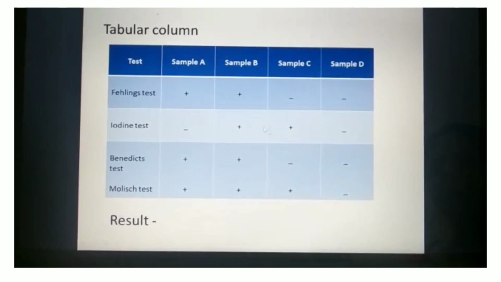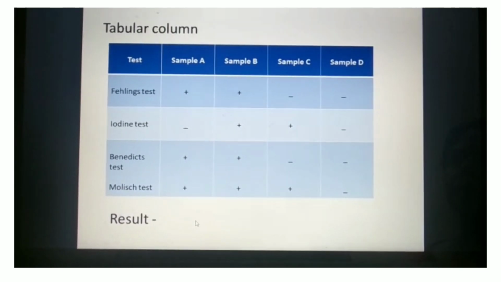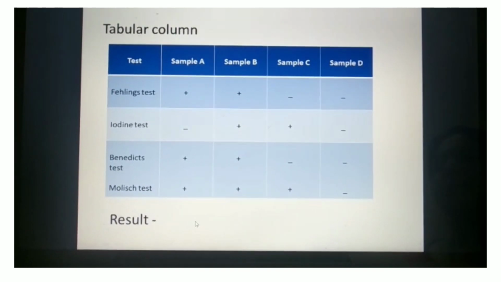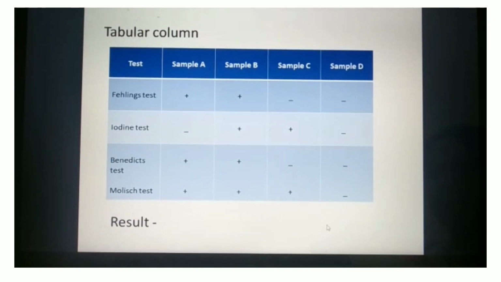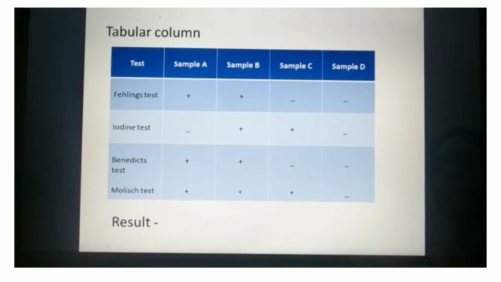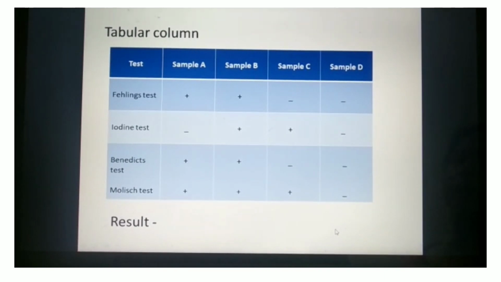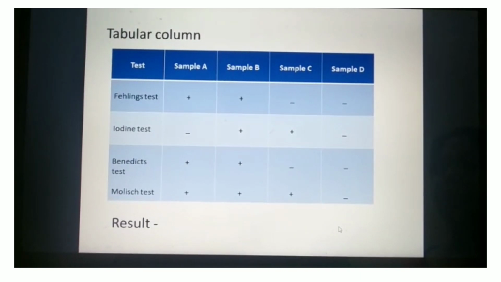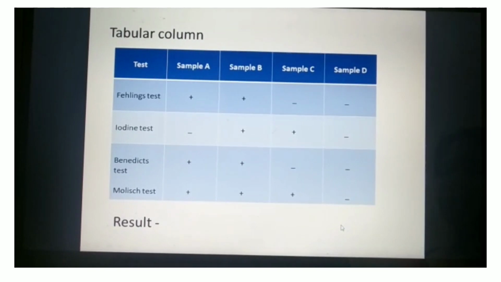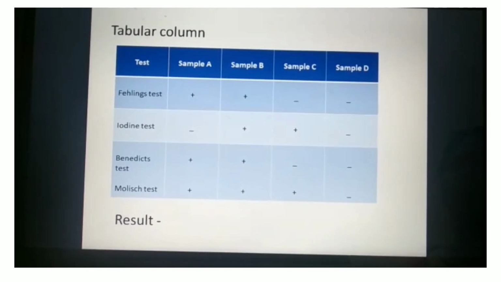So after tabulating your results, you have to give the result as such and such sample contains carbohydrates and so and so sample does not have carbohydrates. You don't have to mention whether it is glucose or starch, just mention it as carbohydrates.